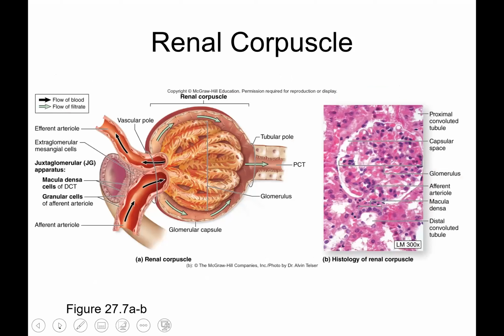All right, zooming in a little bit tighter to Bowman's capsule, also known as the glomerular capsule. Right, you're going to find these things called podocytes. All right, and those are the little holes that you see there. Okay, so if you look at a strainer or a colander, right, they have holes in them.